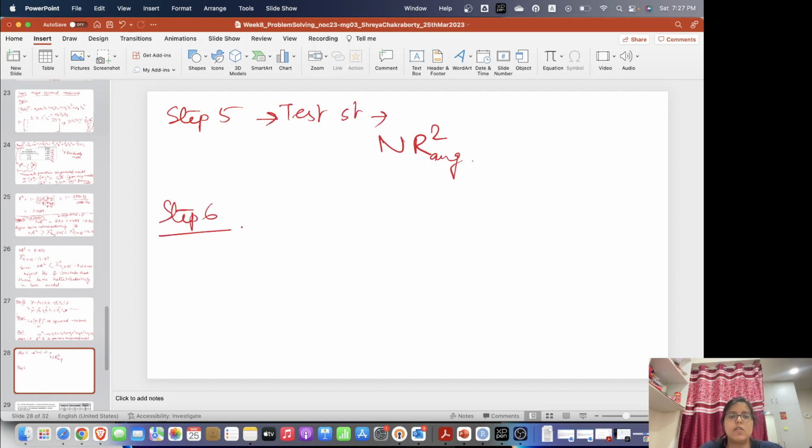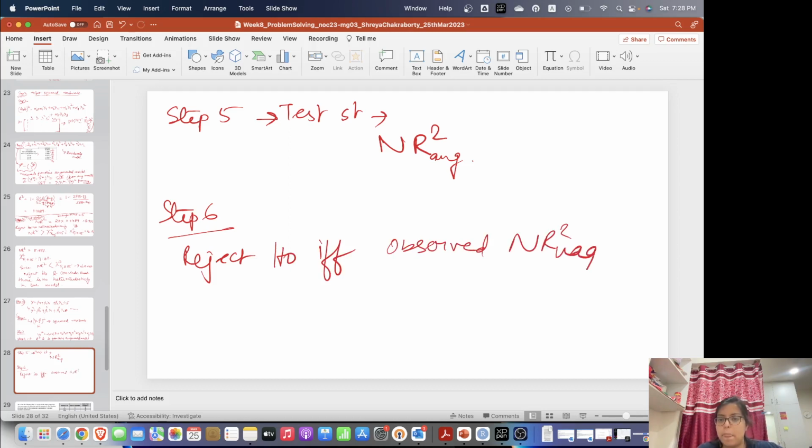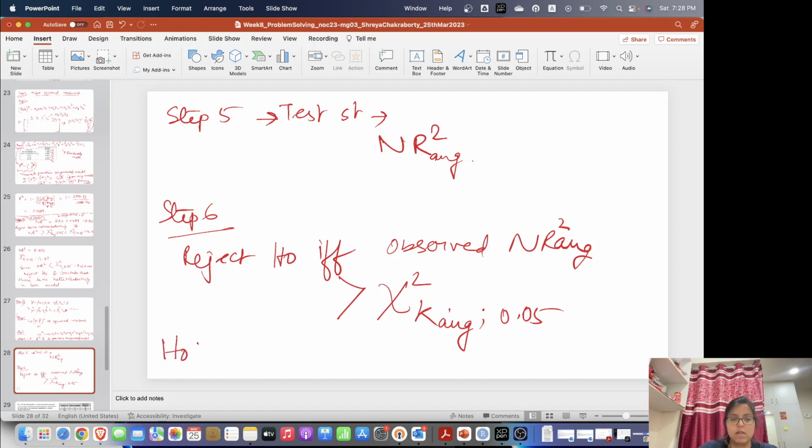Step 6 is to check the rejection rule: reject H naught if and only if the observed nR square augmented is greater than chi square k augmented, 0.05, and the H naught was no heteroscedasticity.